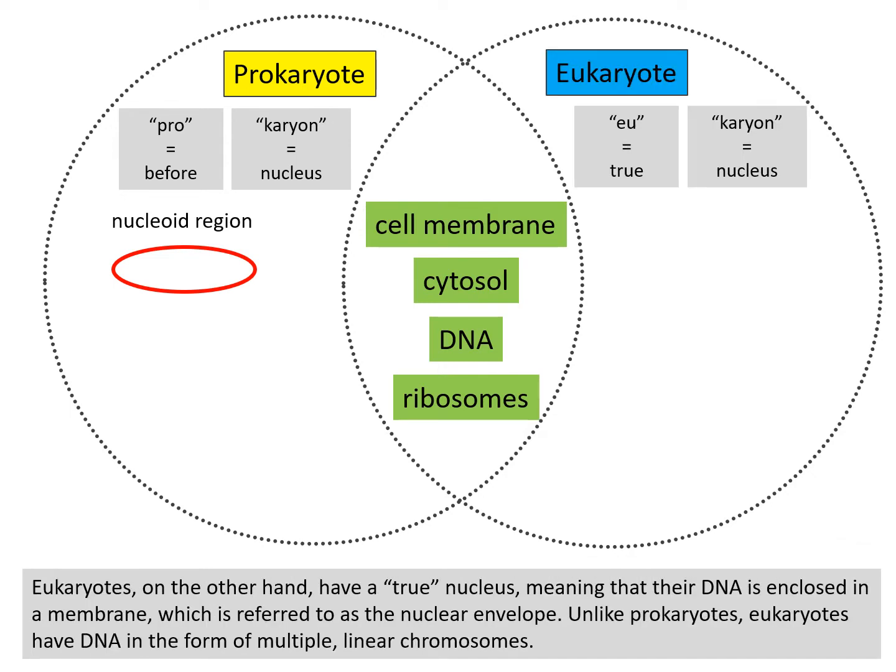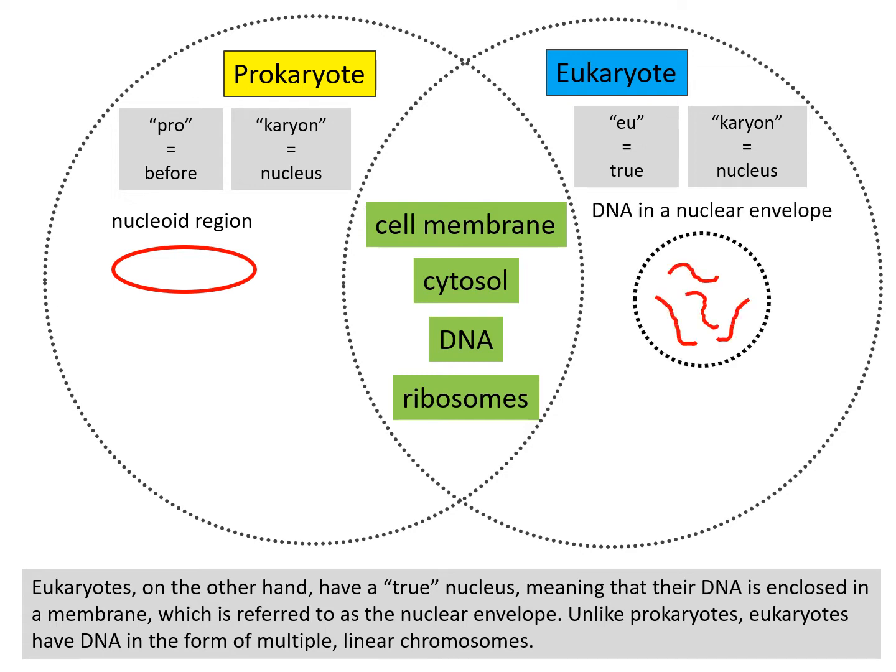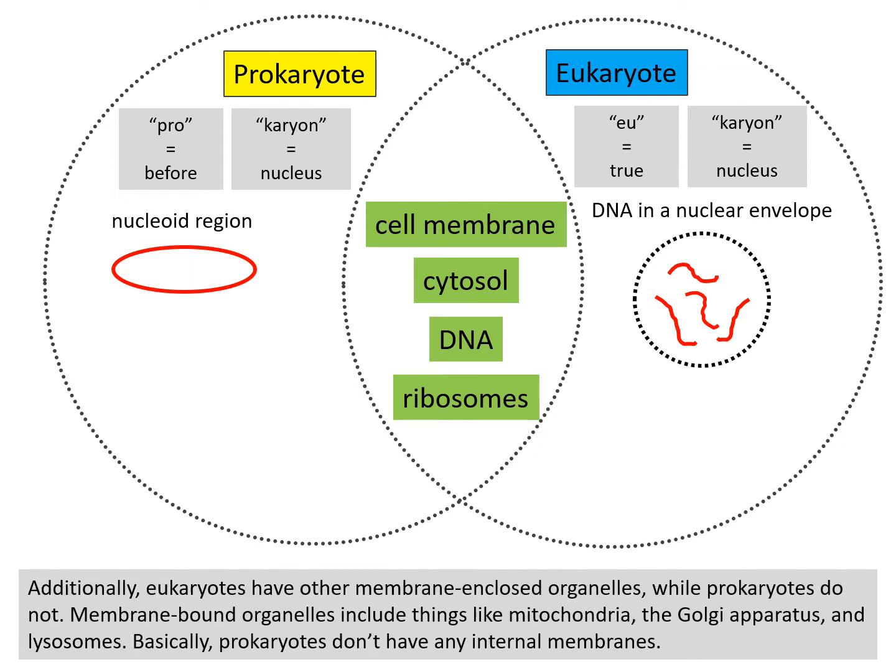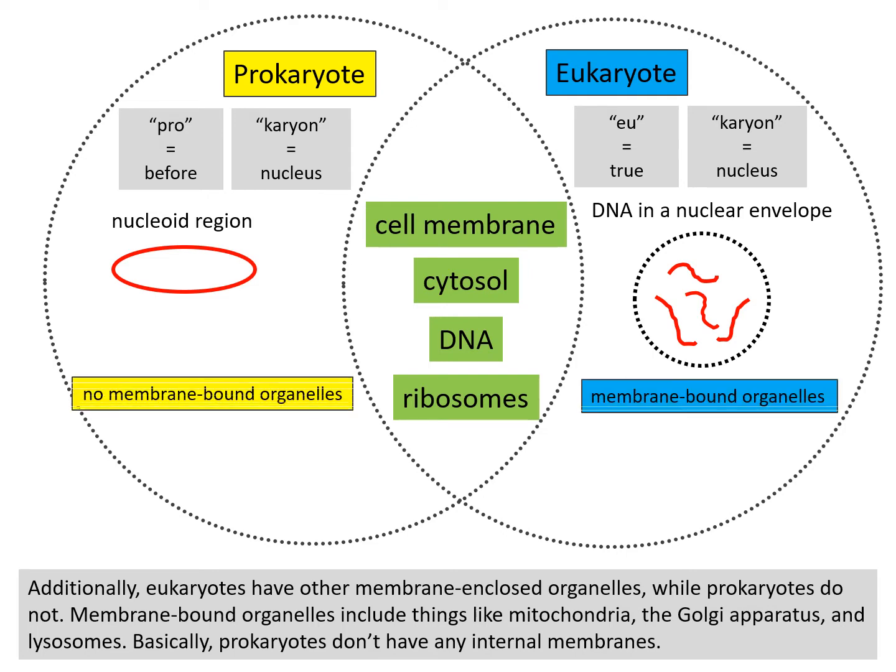Eukaryotes, on the other hand, have a true nucleus, meaning that their DNA is enclosed in a membrane, which is referred to as the nuclear envelope. Unlike prokaryotes, eukaryotes have DNA in the form of multiple linear chromosomes. Additionally, eukaryotes have other membrane-enclosed organelles, while prokaryotes do not. Membrane-bound organelles include things like mitochondria, the Golgi apparatus, and lysosomes. Basically, prokaryotes don't have any internal membranes.